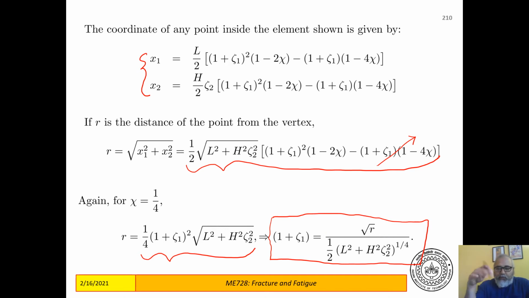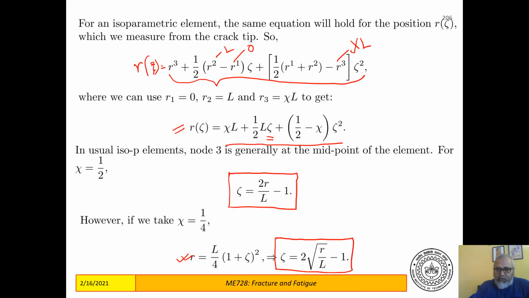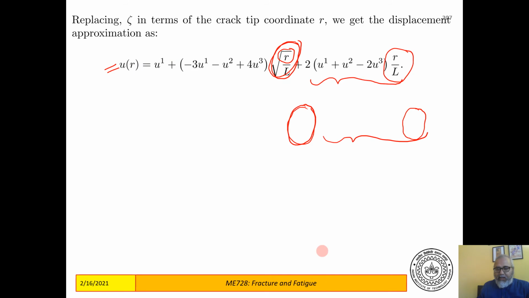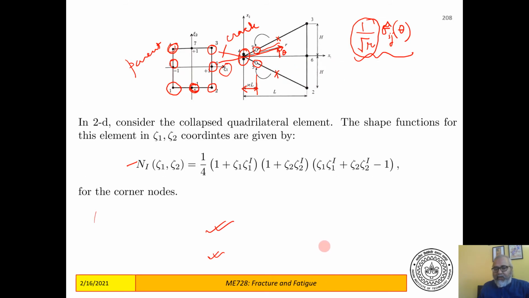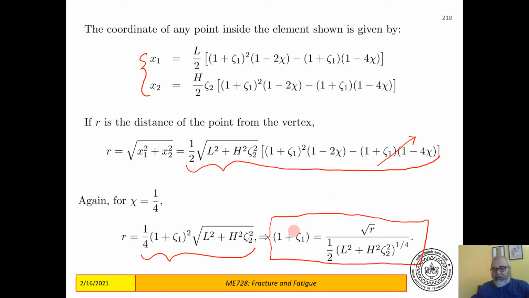This is pretty much what we had done in the case of the one-dimensional quadratic element. We had figured out what zeta should be given r. So we had figured out the inverse relation for chi equal to 1/4. In that case, there was only one parent coordinate zeta. In the case of the quadrilateral, there are two parent coordinates, zeta 1 and zeta 2, and we have figured out a relationship between zeta 1, zeta 2, and r. That's this. This is pretty much the same as the 1D quadratic element.